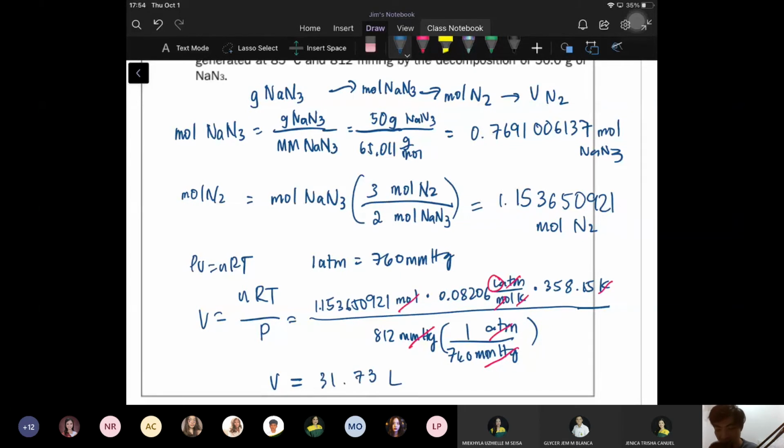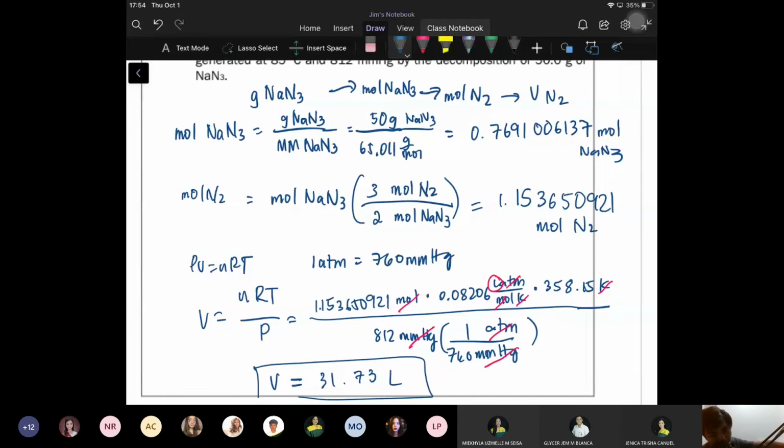3173 liters. Dami nun. Kaya pala yung airbag sobrang laki, kapag na-trigger siya. So, ganyang karaming volume ng gases pala ang meron when sodium azide decomposes. It's 31 liters. Okay. So, ganun lang.